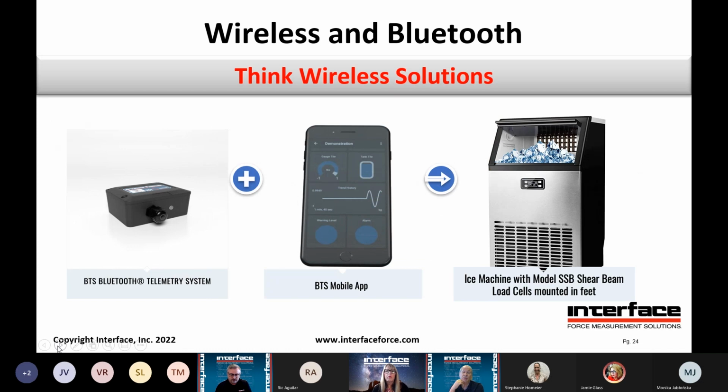Another Bluetooth application, just a couple of important notes. The Bluetooth works up to about 90 meters, and you can have up to 12 transmitters. So that's that first device there, our BTS-AM-1 connected and talking to that phone. In this application, what we've got is an ice machine with 4 shear beams and 4 of the BTS modules connected to it, and it's communicating to the phone.